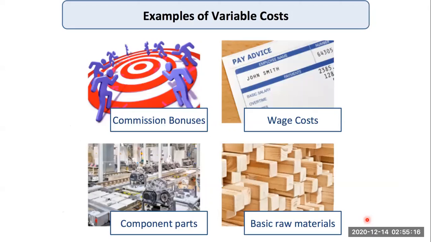All right. Also, we have commission bonuses. If they sell more, they're going to receive some more bonus. They're going to be part of your cost. Wage costs, in case we need to pay extra hours or we need to hire more people. Component parts or basic raw materials. These are only examples. All right?